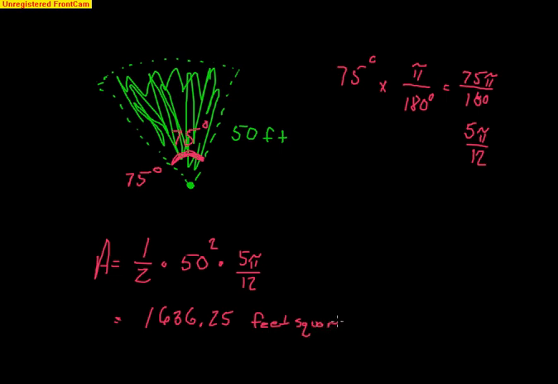Okay, so that's a big chunk of area there, and this is spraying out pretty big. So that is how much grass is getting wet. Notice again, I used the formula 1/2 r squared times theta, but theta must be measured in radians, and of course it was given to me as 75 degrees, so I had to do a quick conversion there. So hopefully sector area makes sense.